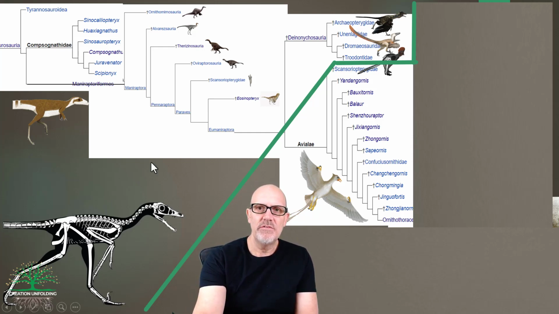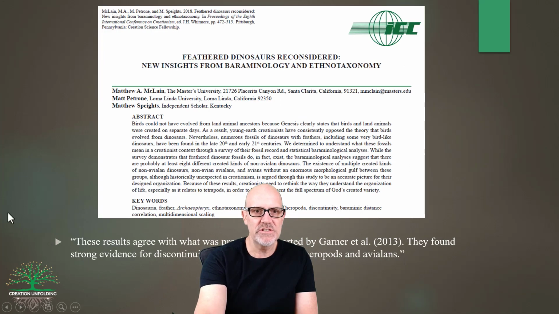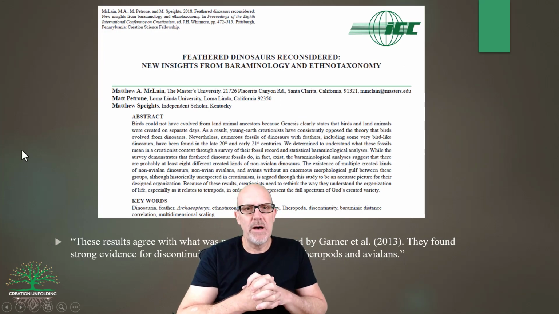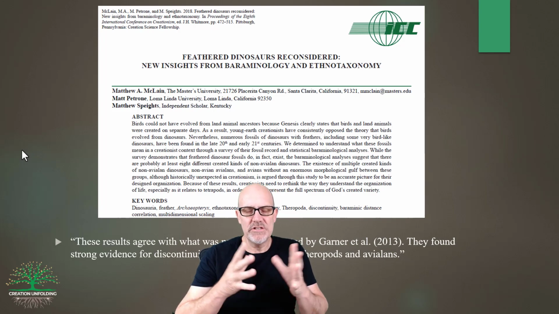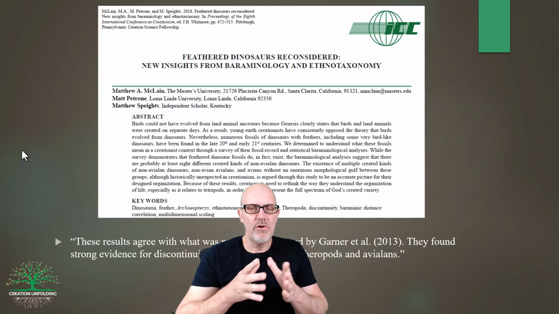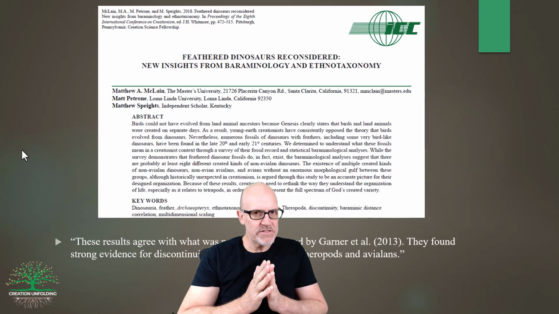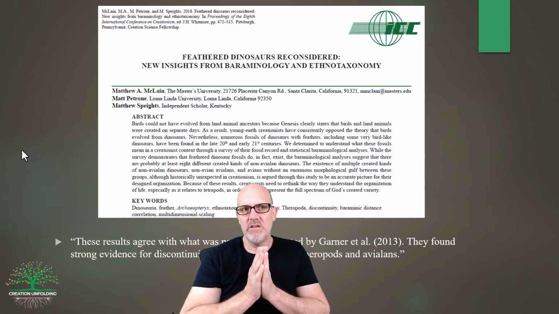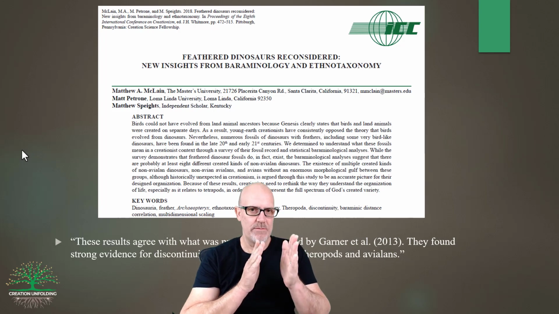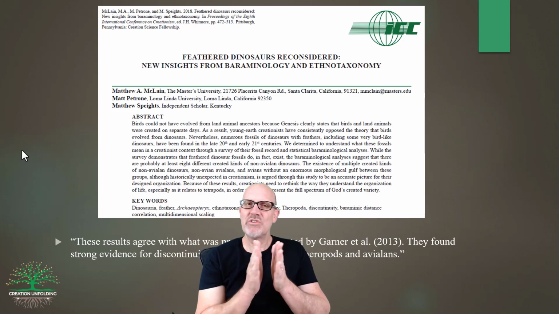And this separation between this group on the left and the group that we're going to look at on the right has also been discussed by creationists. So there's this paper that was published by McLean, Petrone, and Spites in 2018. It was a baraminology study on theropods and on avialans, which we're going to look at next. And even that paper agreed that there was definitely a big discontinuity between the dinosaurian animals on the left of that green line and what we would think of more like birds on the right-hand side of the line. This is what they said.